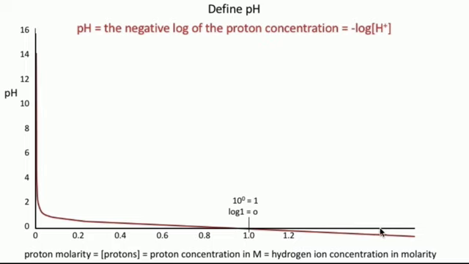And for that matter, you could have a pH of negative 1, in which case that would be 10 to the negative negative 1, or 10 to the 1 molar, or 10 molar. It's a very frequently shown graph to try to give insight into that exponential relationship.